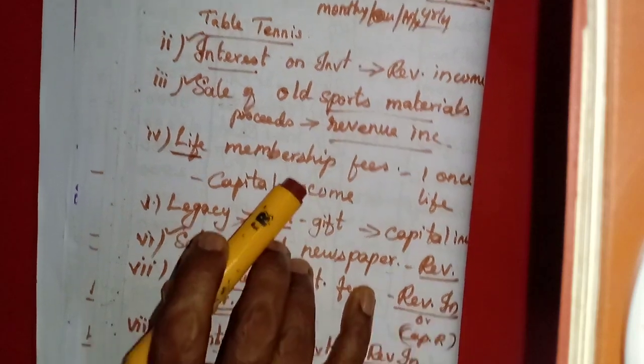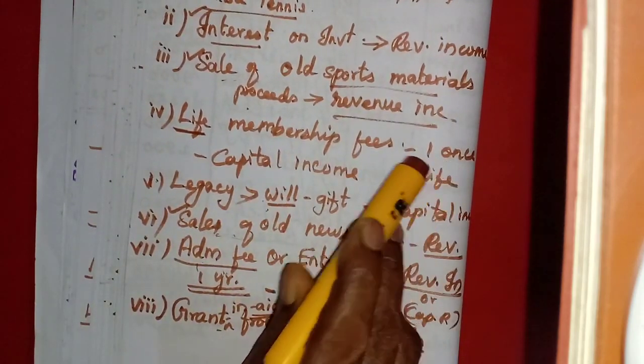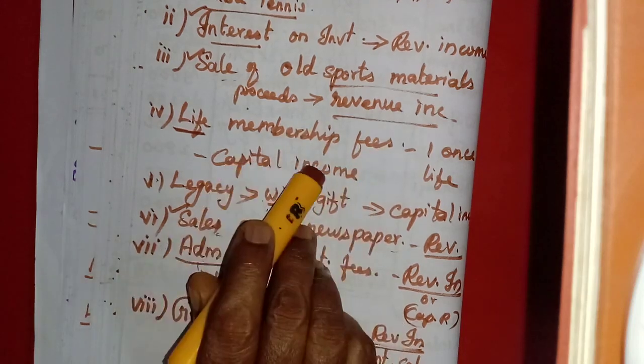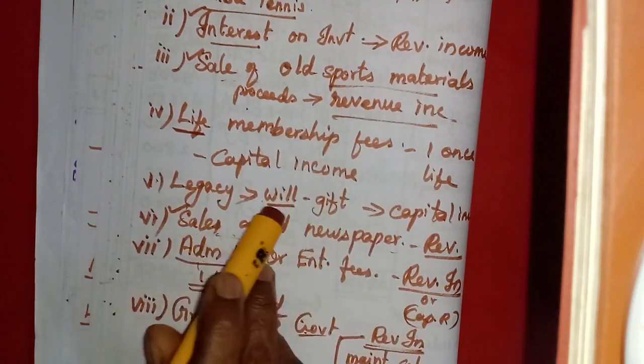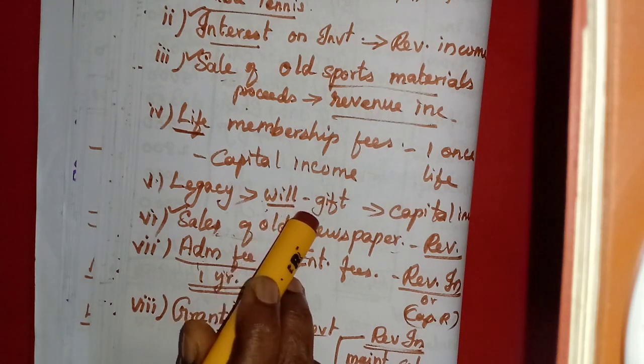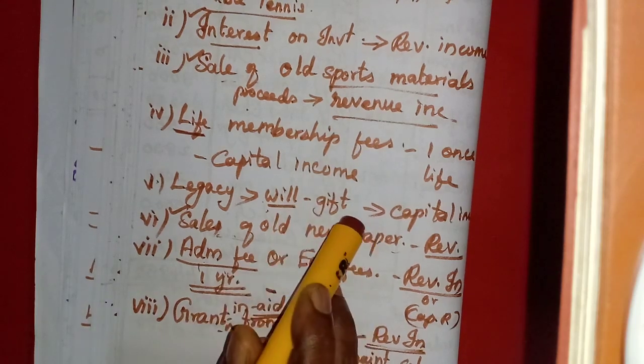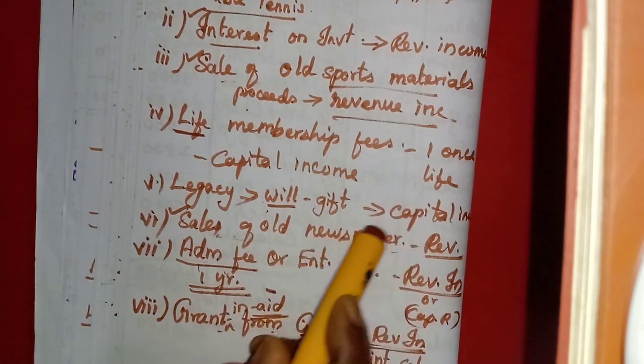Then life membership fees. This one, a member will pay only once in their lifetime. So that is a capital income. Legacy is a will given by anyone, like a donor. They will give their property as a gift to the organization, and that is capital in nature.